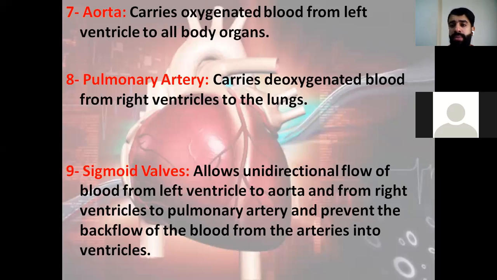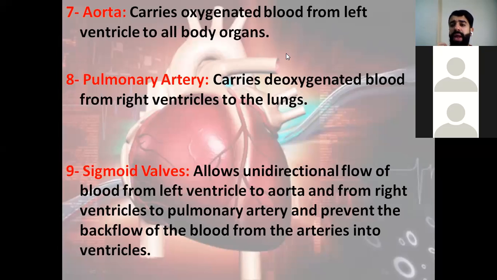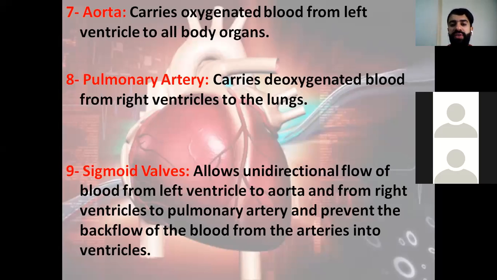So the aorta has an important function. It carries oxygenated blood from the left ventricle, where it's oxygenated, to the body organs. Pulmonary artery, it carries deoxygenated blood from the right ventricle toward the lungs. This is the function of the pulmonary artery.